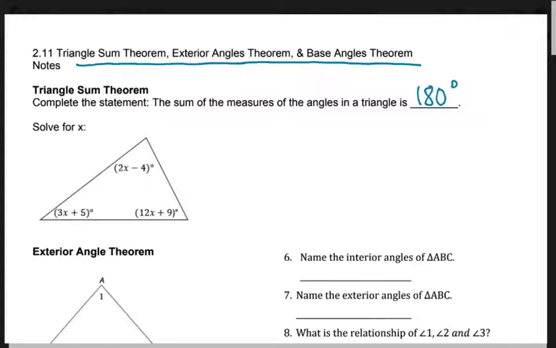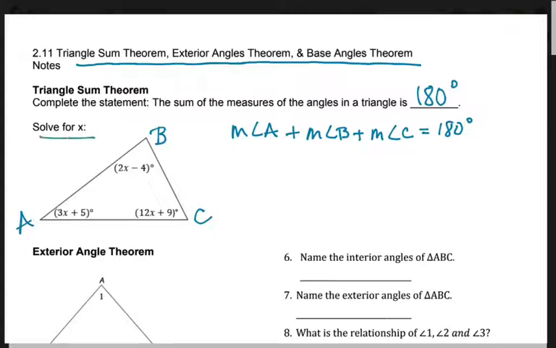So if I were to label this with endpoints A, B, and C, I know that the measure of angle A plus the measure of angle B plus the measure of angle C should equal 180 degrees. If I'm asked to solve for x, I'm just going to plug in each of those angles the way they labeled them for me. So angle A is 3x plus 5, plus angle B, which is 2x minus 4, plus angle C, which is 12x plus 9. And that should equal 180.